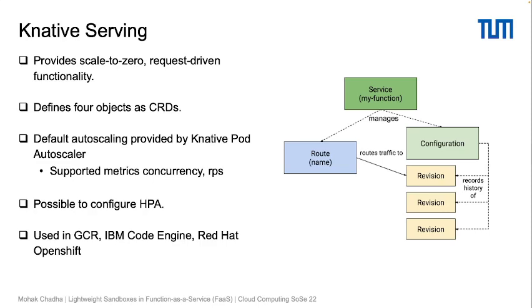And you can configure the route to say how much traffic you want a particular revision to go to. A particular revision is essentially immutable and a copy of a configuration, so if you change the configuration, it creates a new revision. That's pretty much it, I would say. It's quite simple to use.